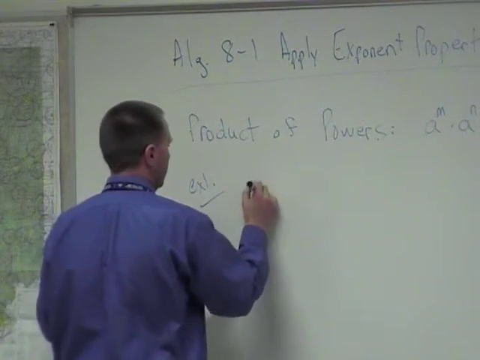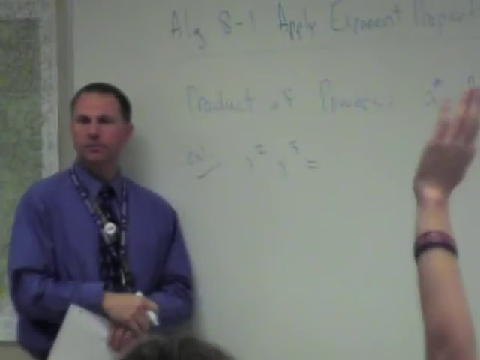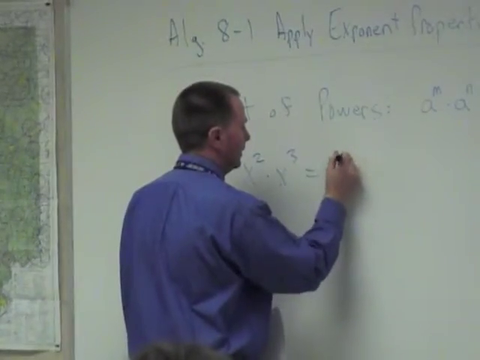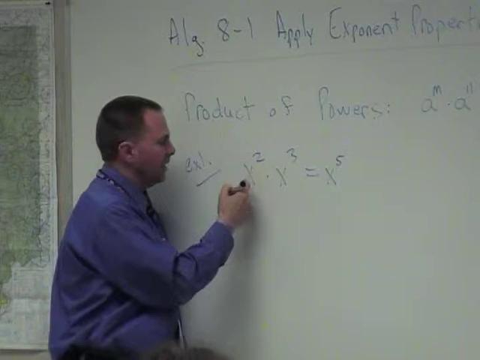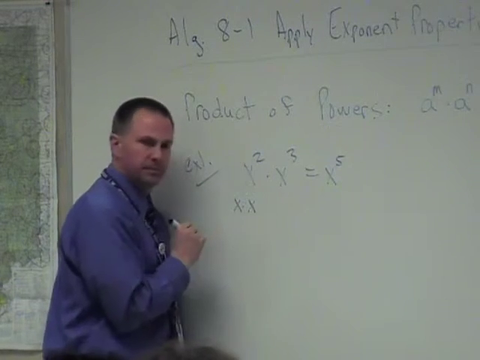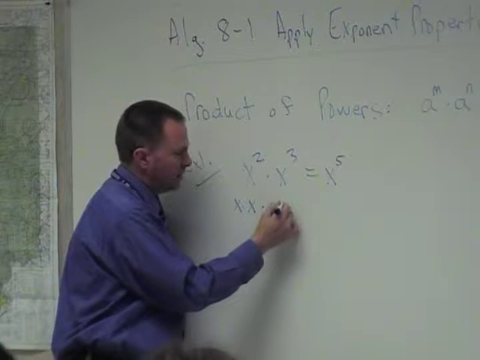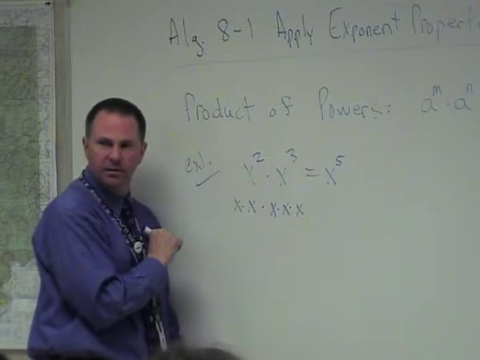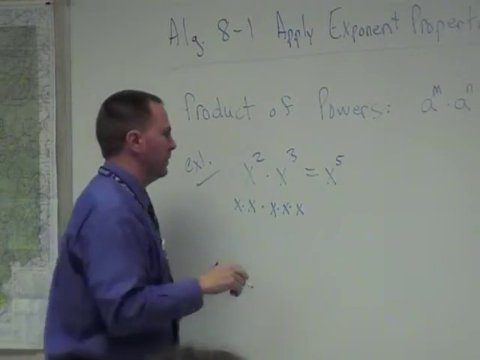Example 1. X squared times x cubed. Let's do this first. X to the fifth. If I expanded this, this is just for your benefit here, x squared is just x times x, and you have a multiplication, then you have x times x times x. Is that x to the fifth? Yes. So that's why that works. The shortcut is add your exponents.